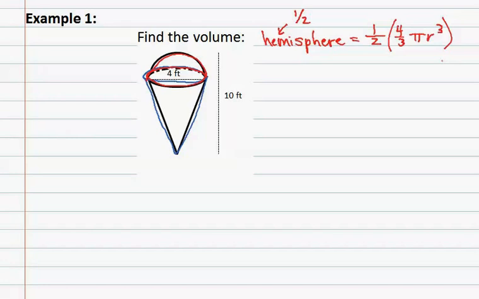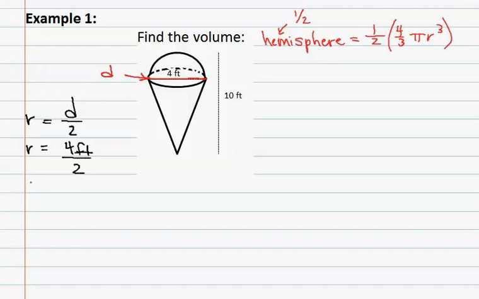For this formula, you can see that we need a radius. If we look at our sphere, let's erase our lines, we will see that there is a distance across labeled. This distance goes from one edge to one edge of both the sphere and the cone. It also shows it is 4 feet. This means that this is a diameter for both the sphere and the cone. Remember that with diameters, we must take the diameter and divide it by 2 so that we may find the radius. The radius of the cone and sphere is therefore 4 feet divided by 2, which gives us a radius of 2 feet. We can now use this in our hemisphere formula.